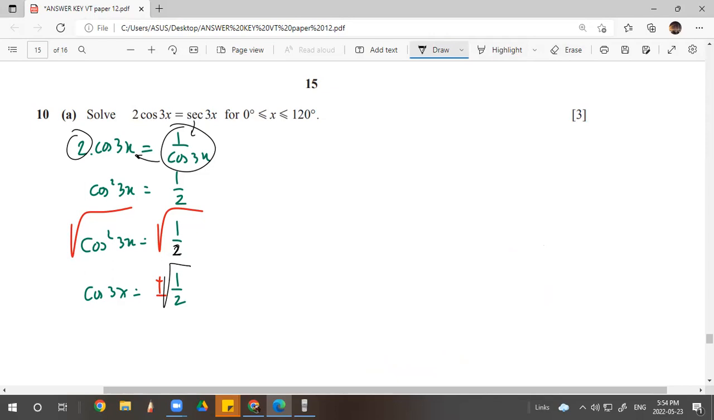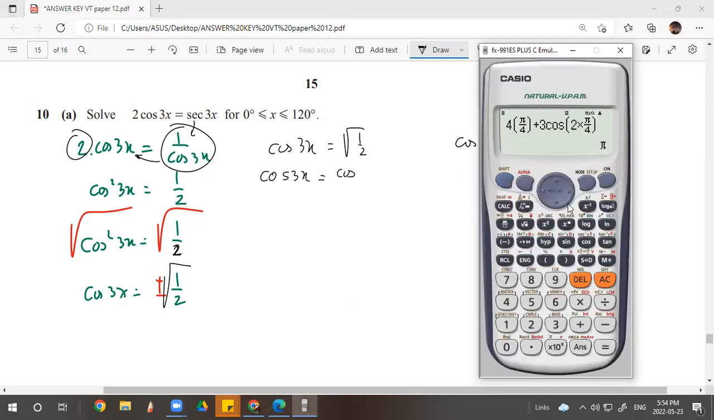Right, so cos 3x equals square root half, or cos 3x equals negative square root half. You do the cos thing because you can compare cos with cos also, right? So cos inverse of negative 1 over 2, cos inverse of square root 1 over 2. Don't do it in the radian form again. My goodness, I forgot. Shift mode, degree.